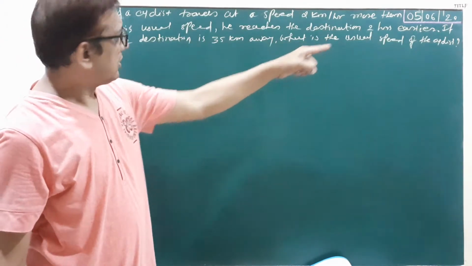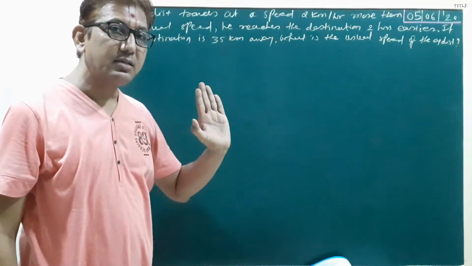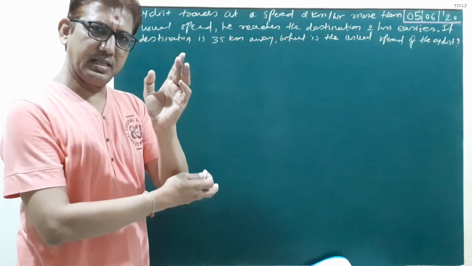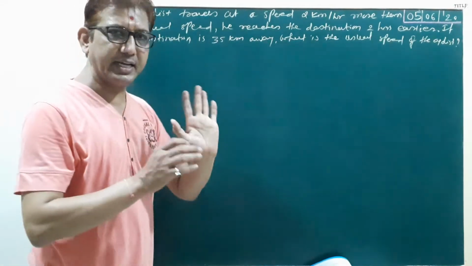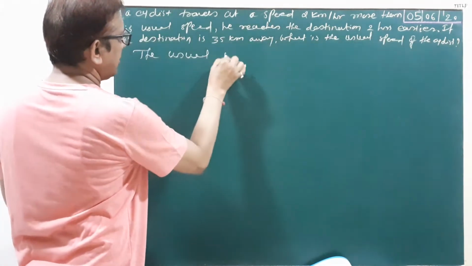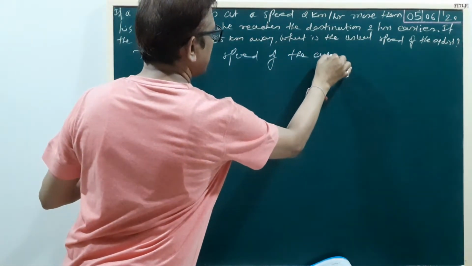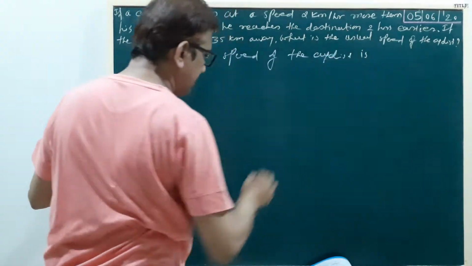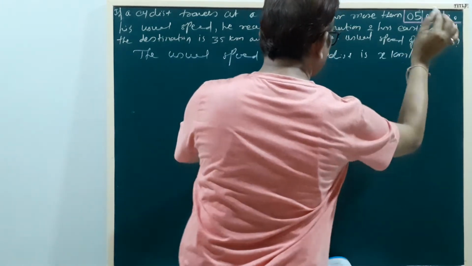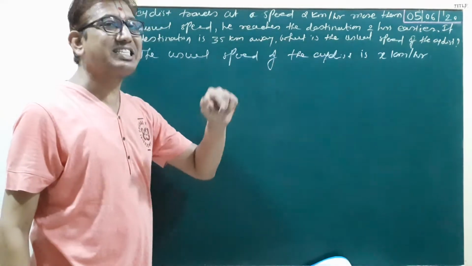2 hours earlier. If the destination is 35 km away, what is the usual speed of the cyclist? The last sentence is, what is the usual speed of the cyclist? So first we suppose the usual speed of the cyclist is x kilometer per hour.